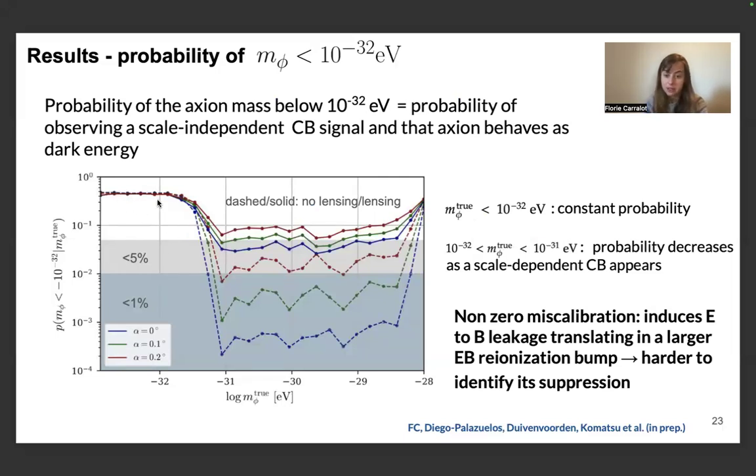When the mass is between 10^-32 and 10^-31, we observe a decrease of the probability as a scale-dependent cosmic birefringence effect occurs. And more importantly, we see that the non-zero miscalibration complicates the distinction between the two regimes, as it is less obvious to identify a decrease of the reionization bump, because this miscalibration induces E-to-B leakage, translating into a larger EB reionization bump.